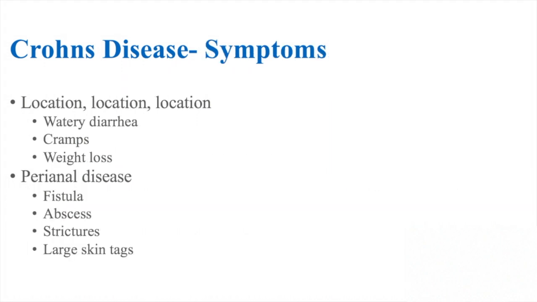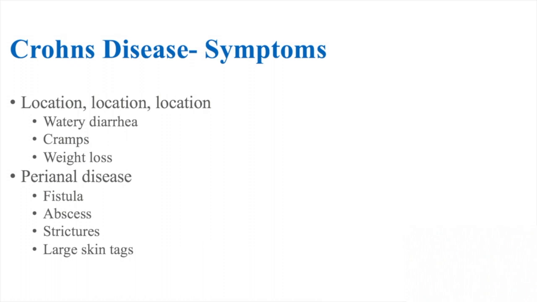Now, the symptoms for Crohn's disease really depend on location, location, location. If you have Crohn's disease in the small intestine, that will present differently than Crohn's disease within the stomach, which will present differently than Crohn's disease within the colon. But the most common presentation is watery diarrhea. A lot of people have complaints of diarrhea, and this is one of the things that we look for when we have somebody who has Crohn's disease. They may also have some cramping and some weight loss as well.